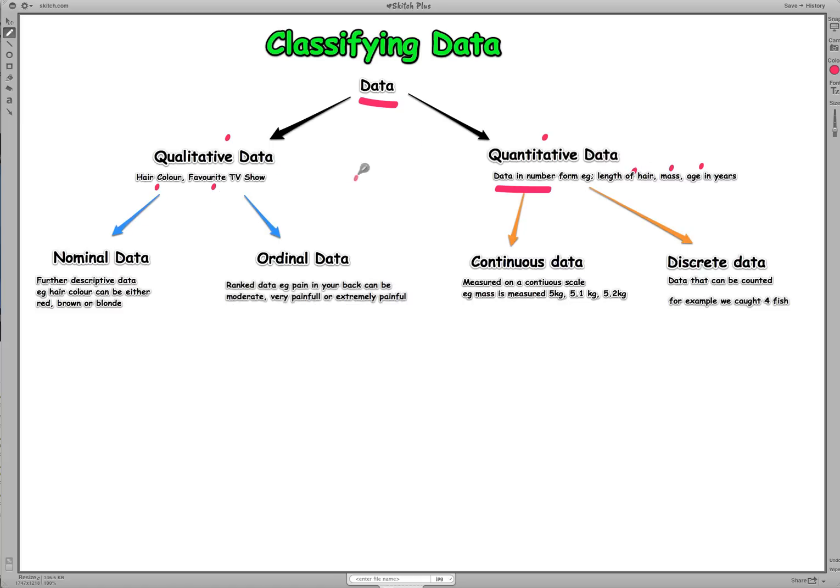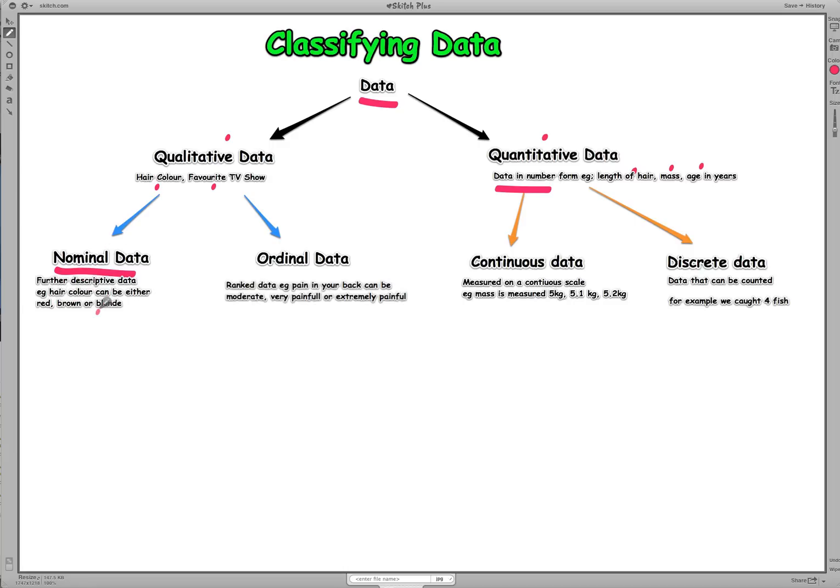So then there's a further level of classification. With qualitative data, we can have nominal data or ordinal data. Now, nominal data provides further description, so it's further descriptive data. For example, hair color can either be red, brown, or blonde.